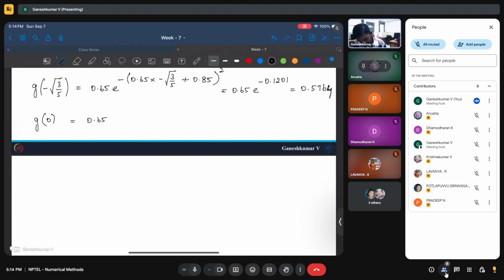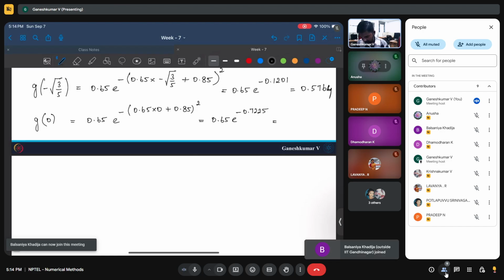I mean t at 0. So g at t equals 0 is 0.65 e power minus (0.65 times 0, which goes away, plus 0.85) square. What is 0.85 square? So this is 0.65 times exponential of minus 0.7225, which comes out to 0.3156.